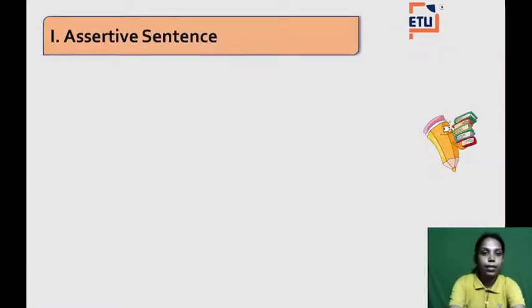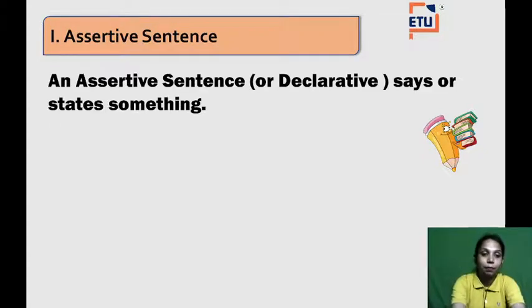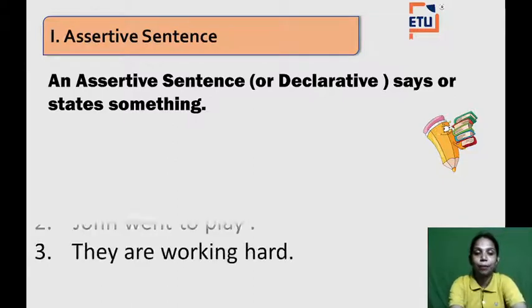So number one is assertive sentence. Now what did I tell you? Who is assertive sentence? A person who is flat, like no emotions, nothing, just a plain flat sentence, right? An assertive sentence is also known as a declarative sentence. An assertive or declarative sentence says or states something. बताता है.